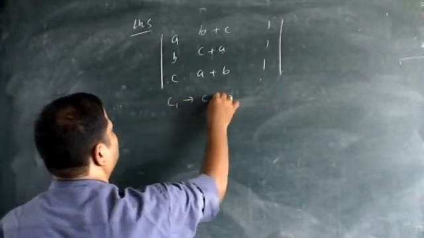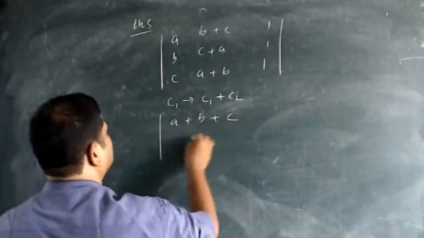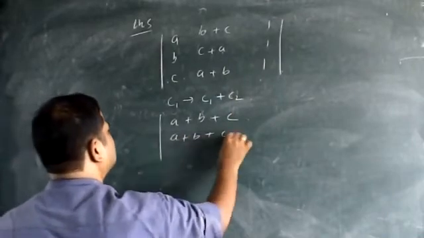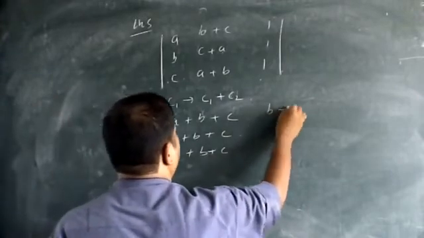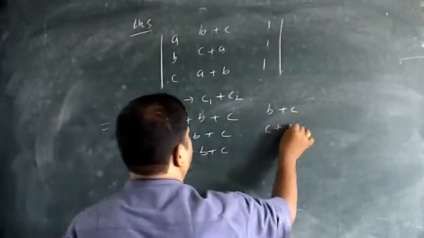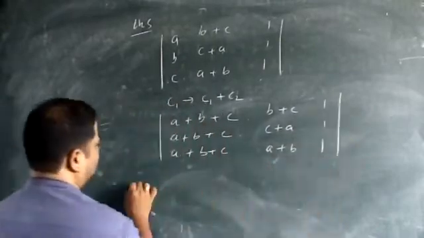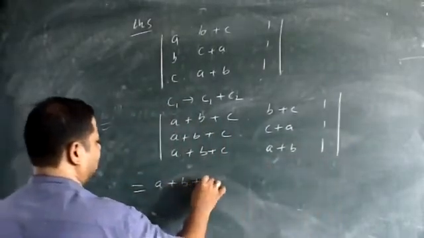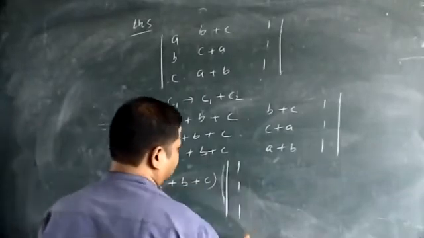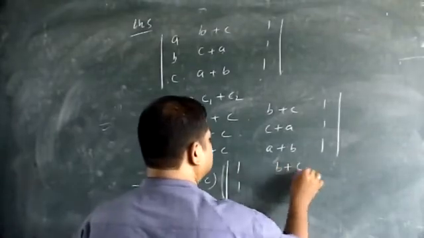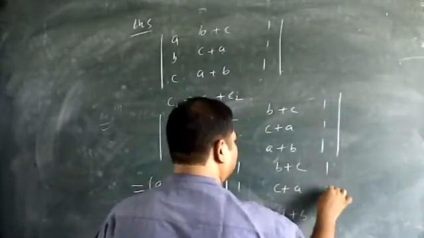C1 goes to C1 plus C2. So this is a plus b plus c. This is also a plus b plus c. This is also a plus b plus c. And this is b plus c, c plus a plus b, 1, 1, 1. Now taking a plus b plus c as common, this determinant is 1, 1, 1; b plus c, c plus a, a plus b; 1, 1, 1.